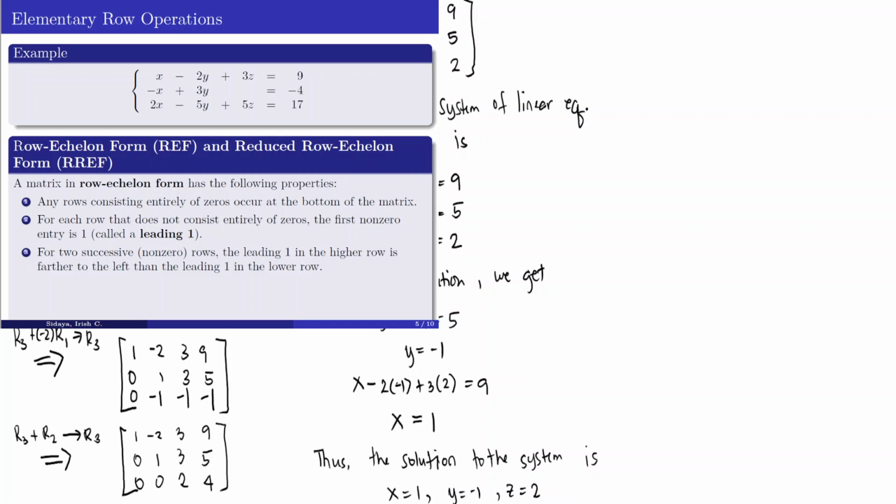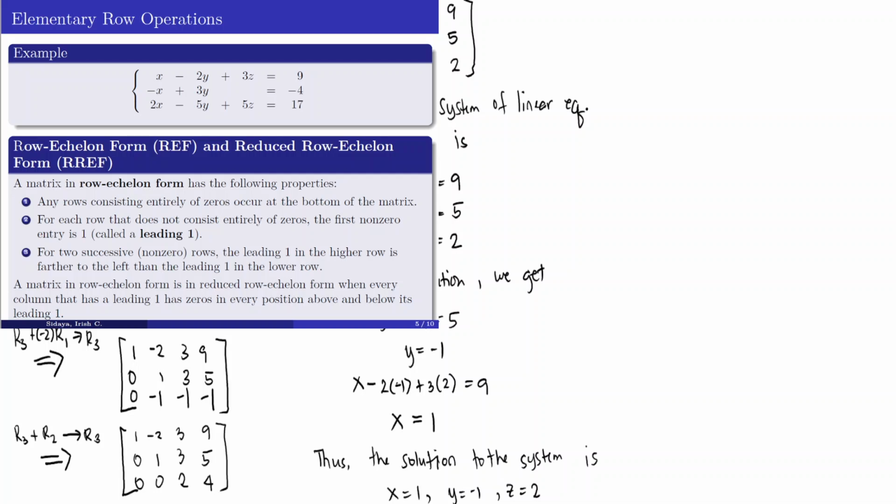For two successive non-zero rows, the leading one in the higher row is farther to the left than the leading one in the lower row. A matrix in row echelon form is in reduced row echelon form when every column that has a leading one has zeros in every position above and below its leading one.